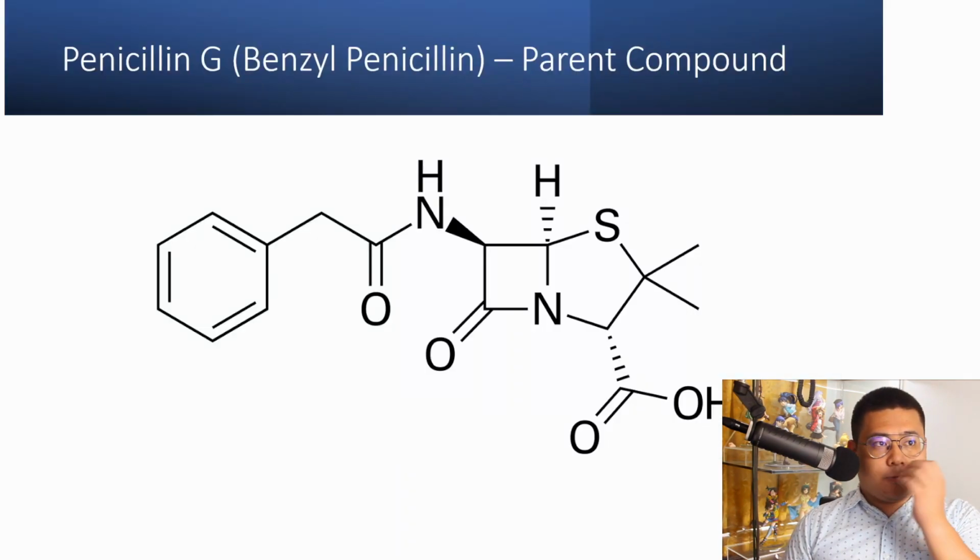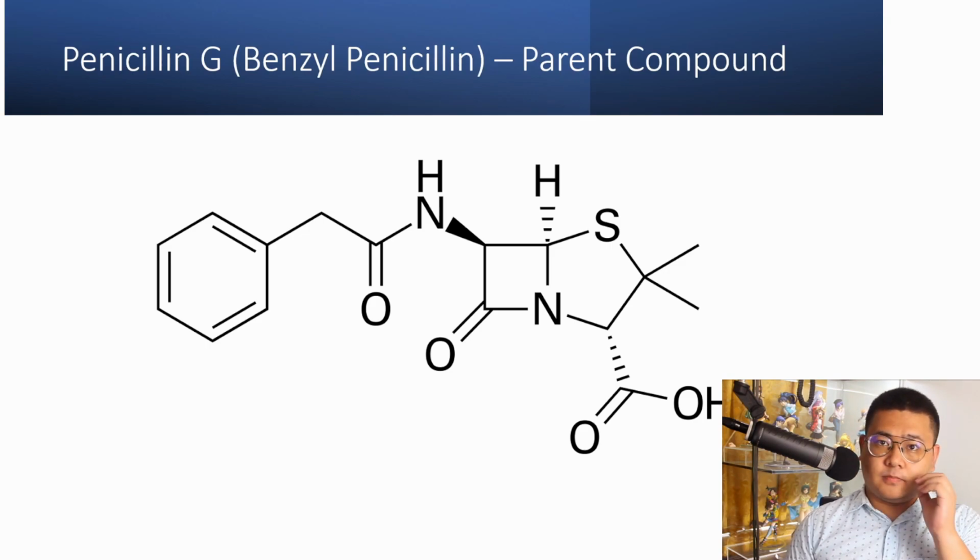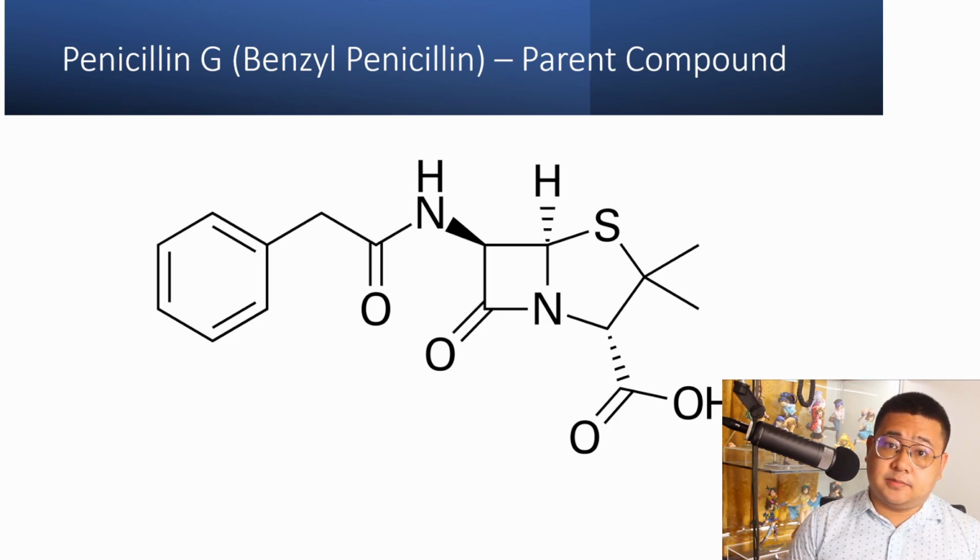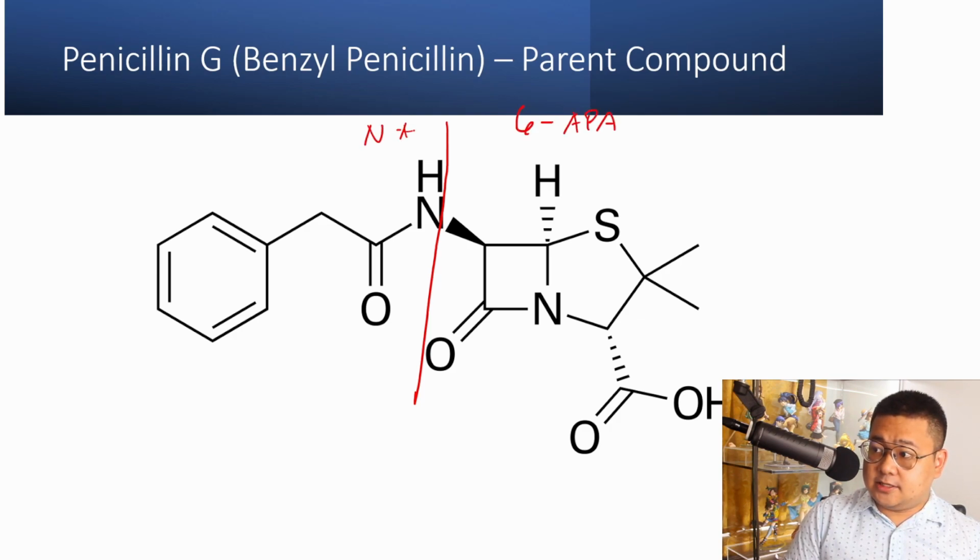Now for our parent compound, this will be our general structure. Usually when we compare activities of our antibiotics, we compare them with the most basic substance. In this case, our parent compound is penicillin G, or benzyl penicillin. Let's study the structure. Again, you can divide it here. This is your 6-aminopenicillanic acid. This is your N-acyl group. And this is your alpha carbon.